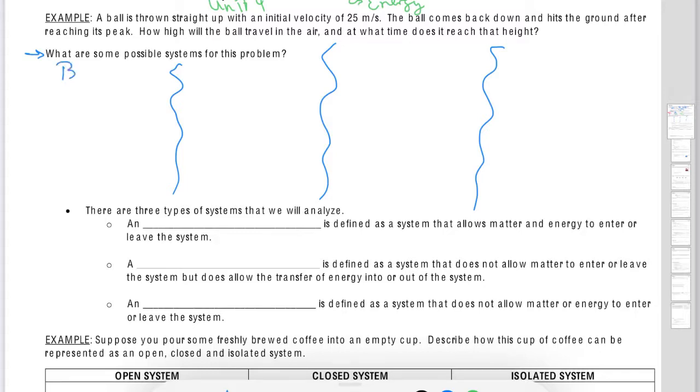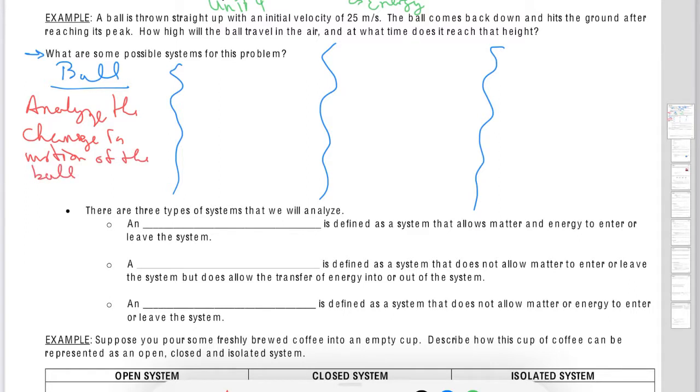So you can really look at this four different ways. There are 4 possible systems. The first way is just looking at the ball only. When you look at the ball only, you're going to analyze the change in motion of the ball. And this is what we did way back in Unit 1. This was kinematics. When we just said, okay, it's a ball traveling, that's all we focus on.